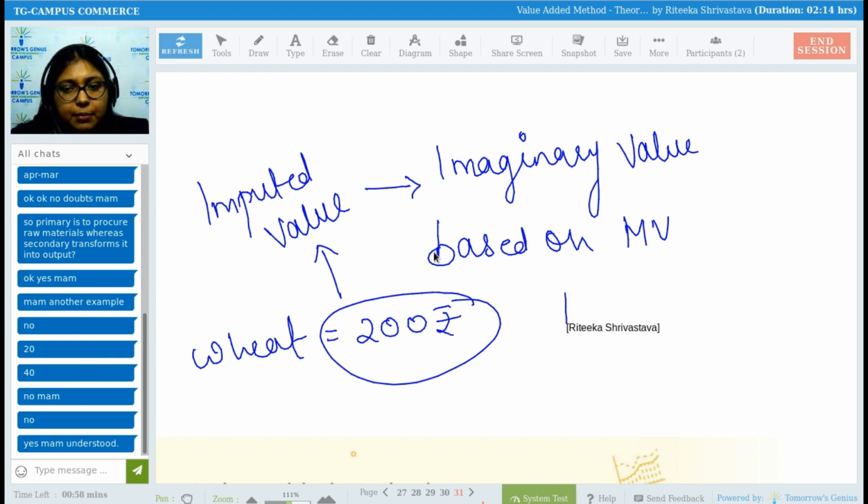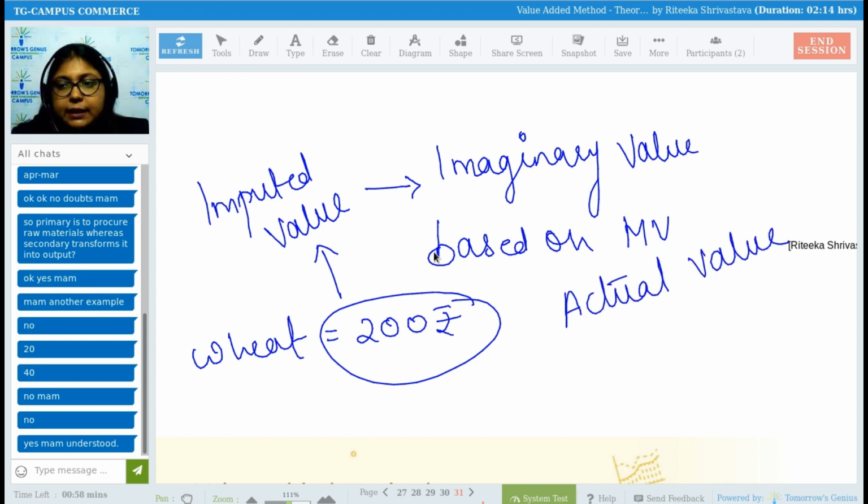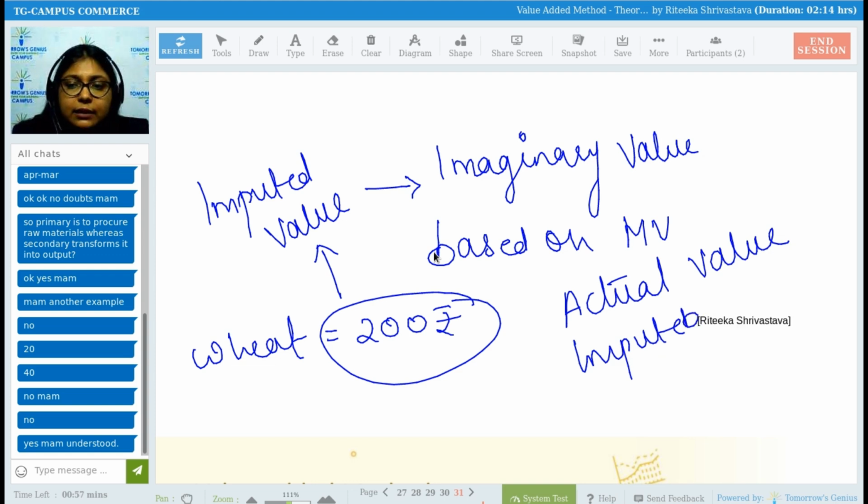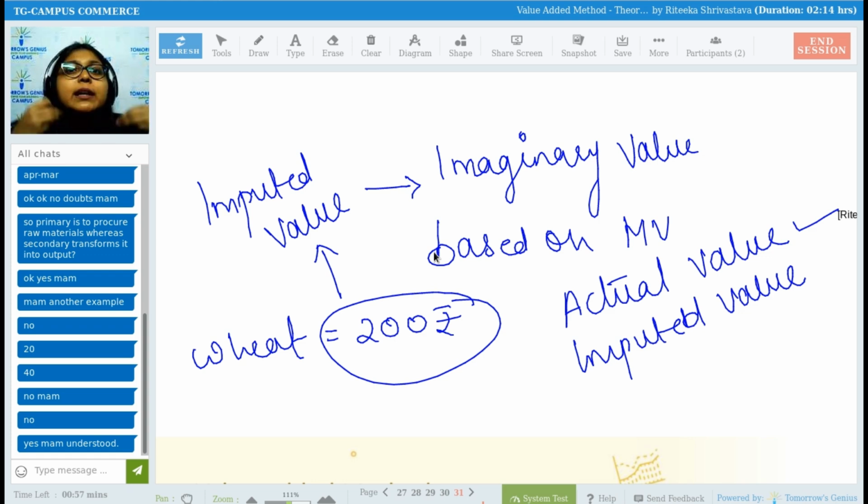So there are two types of value we take in national income. We are going to study this further, but for now I will inform you. Actual value is included in national income, as well as imputed value. Actual value means you are actually selling that in the market, when the transaction is actually taking place. And imputed value means the imaginary value based on market value.